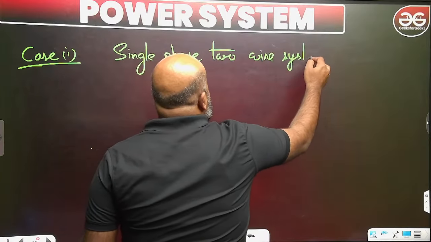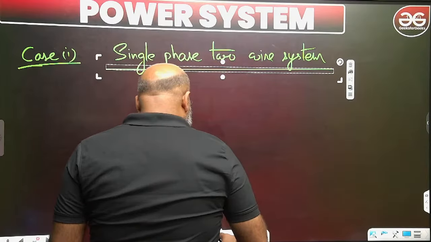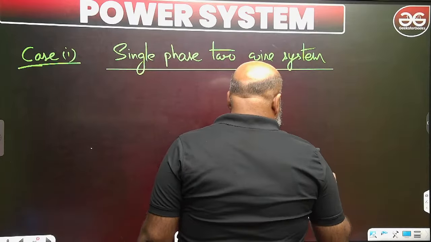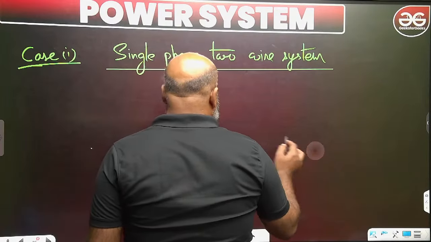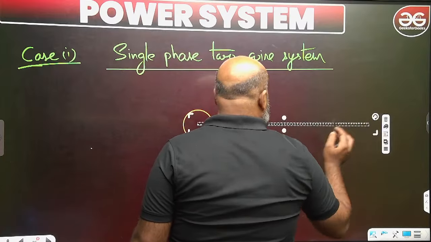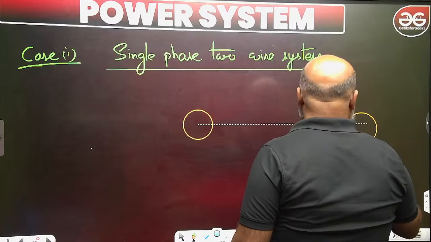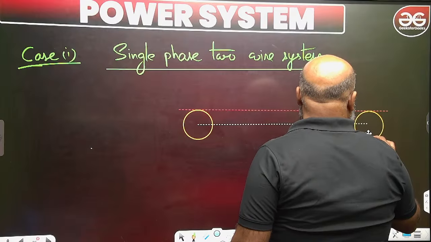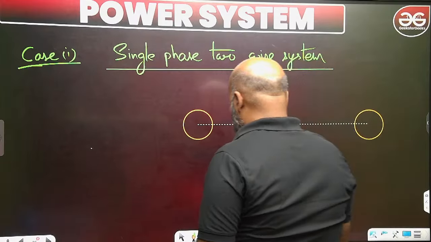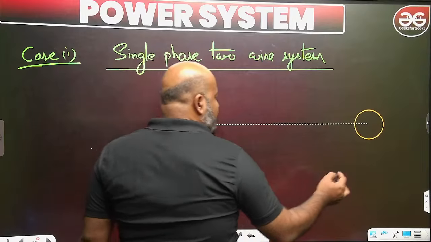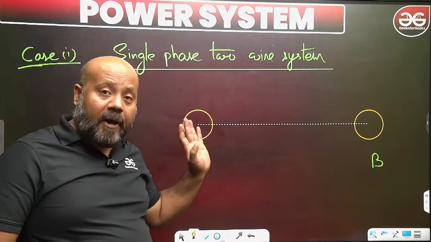Single phase 2-wire system. What do we mean? Single phase 2-wire system. Now you see this. So this is A and this is B. It is a single phase forward conductor and return conductor.